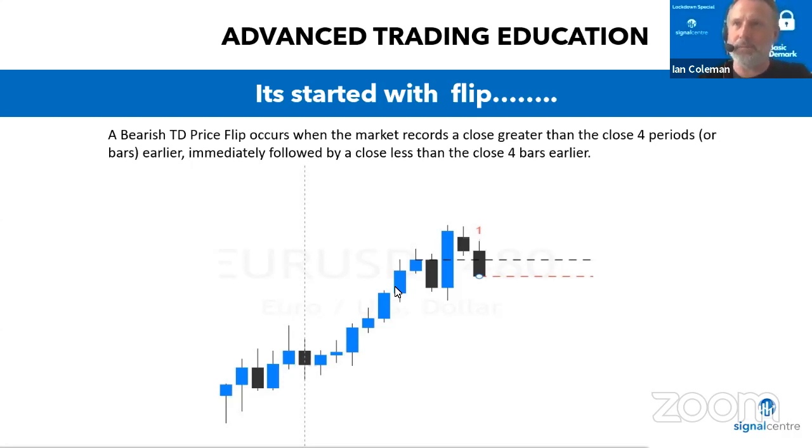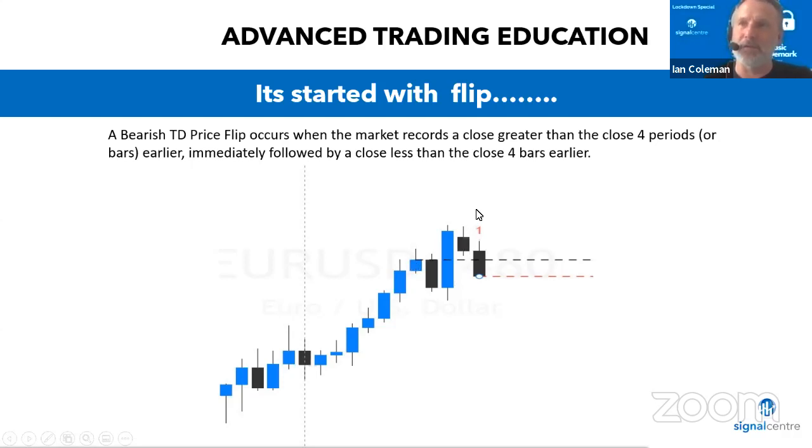So a bearish TD flip occurs when the market records a close greater than the close 4 periods or bars earlier, immediately followed by a close less than the close 4 bars earlier. So this was higher than 4 bars earlier, 1, 2, 3, 4. This one was lower than 4 bars earlier, 1, 2, 3, 4. So I've put these lines just here on the chart just to highlight where the closes were. So that was the close of that candle, and that was the close of that candle, so clearly lower. That was the close of that candle, that was the close of that candle, so clearly higher.